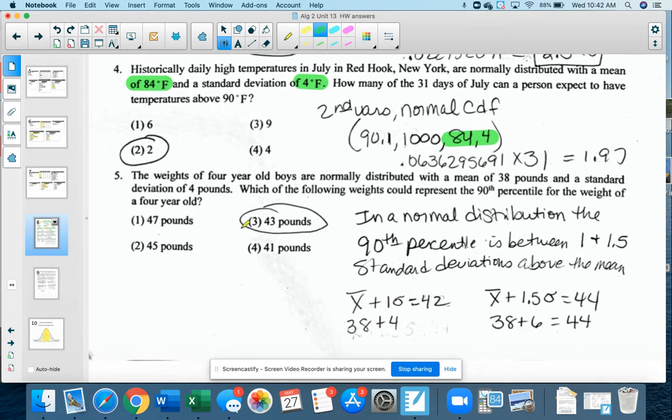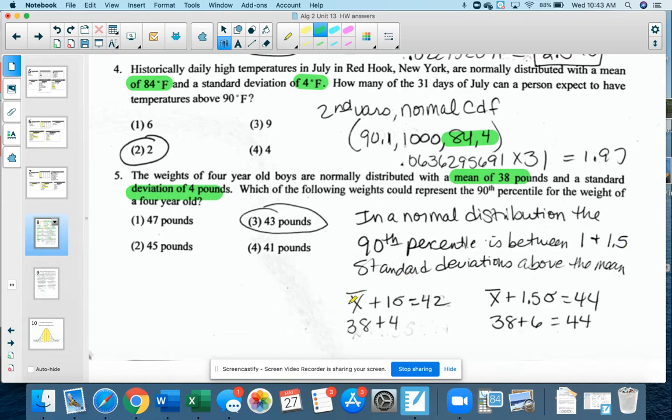Number 5, I have the weights of 4-year-old boys are normally distributed with a mean of 38 and a standard deviation of 4. Which of the following weights could represent the 90th percentile of the weight of a 4-year-old? So this one, I can't really use my calculator, but you have to remember in that normal distribution, the 90th percentile is between 1 and 1.5 standard deviations above the mean.